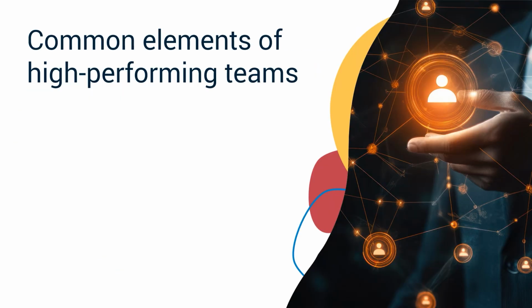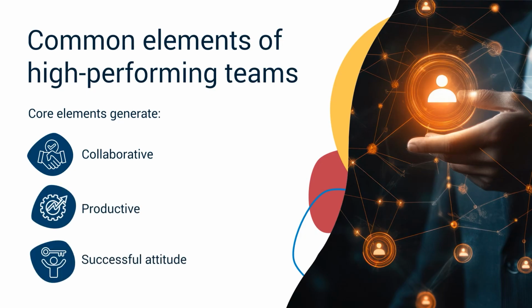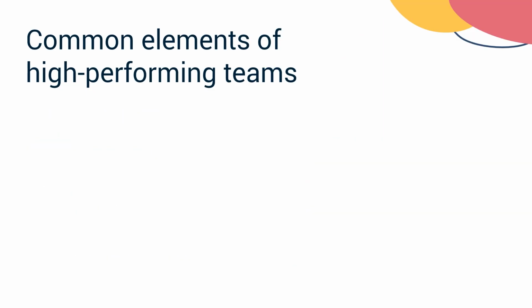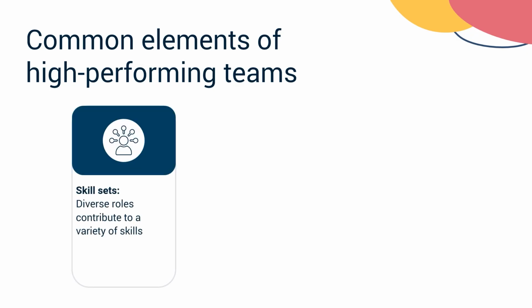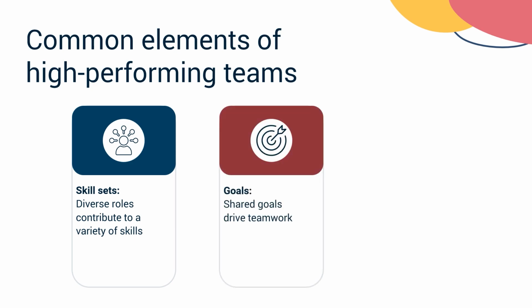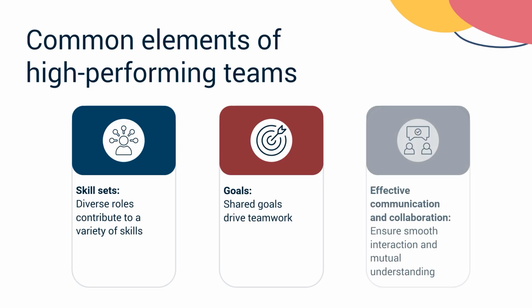Building high-performing teams involves focusing on core elements that generate a collaborative, productive, and successful attitude. Let's explore the elements that make for effective team dynamics. Diverse roles and functions contribute to a variety of specialized skills. Each member brings the expertise that forms the collective knowledge required to deliver on objectives. A shared goal drives teamwork, but individual interpretations of objectives may vary. Leaders must align the team's goals while clearly defining each member's role and contribution. Effective communication and collaboration ensure smooth interaction and mutual understanding within the team.